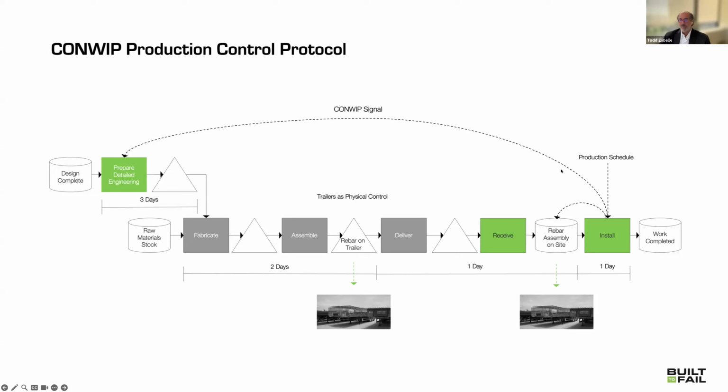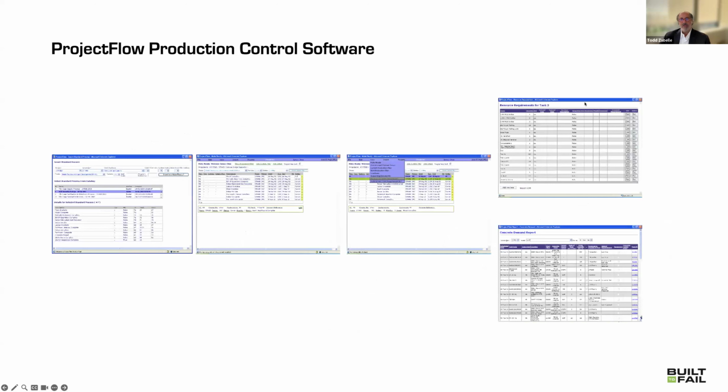All right. This is called a con whip version of pull control, right? And so all we had to do is schedule the work on site, and then that would send the signal. And that was done through a software application, again, called Project Flow for the project. That was one of the things that we developed.